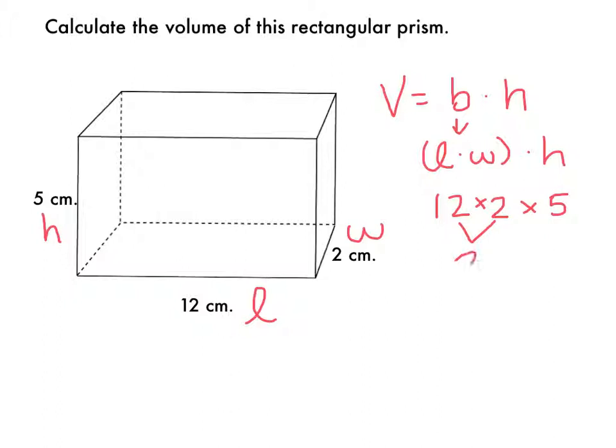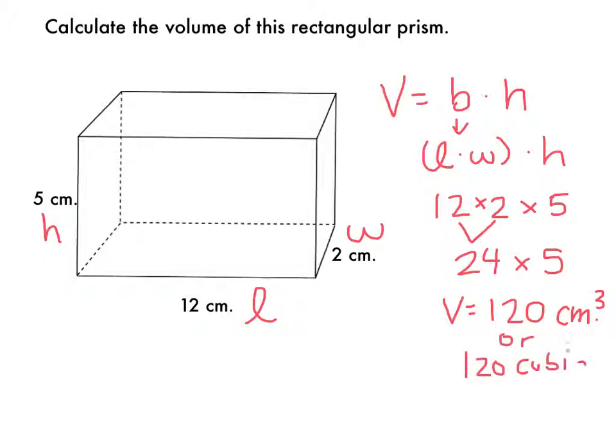12 times 2 is 24, and 24 times 5, 20 times 5 is 100, and 4 times 5 is 20. So V equals 120, and I need to put a label, and volume is always in cubic units, so in this case it's going to be cubic centimeters, or 120 cubic centimeters.